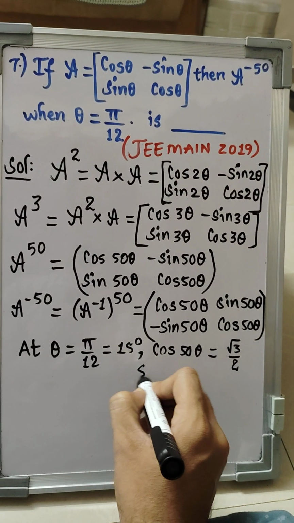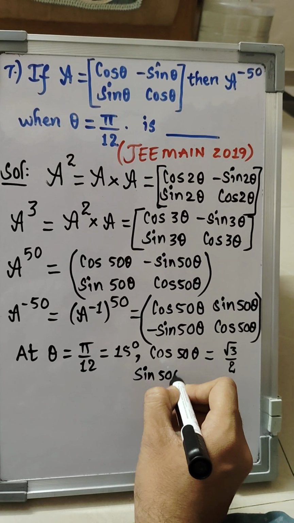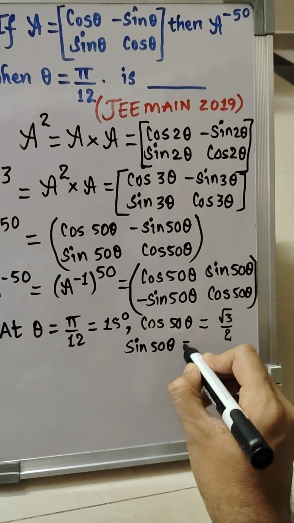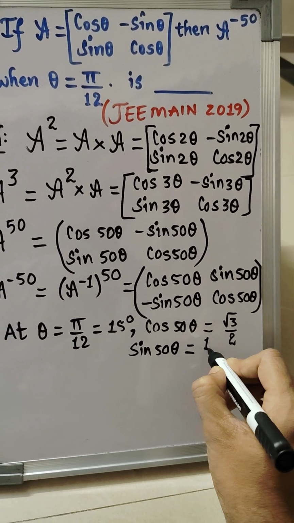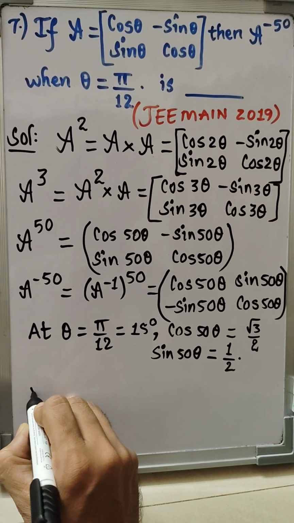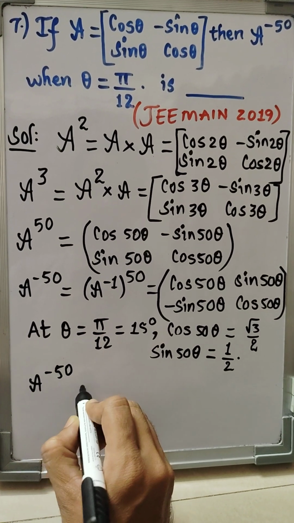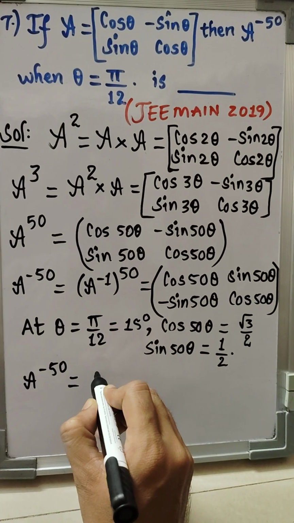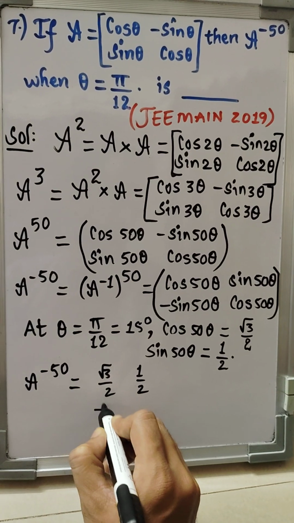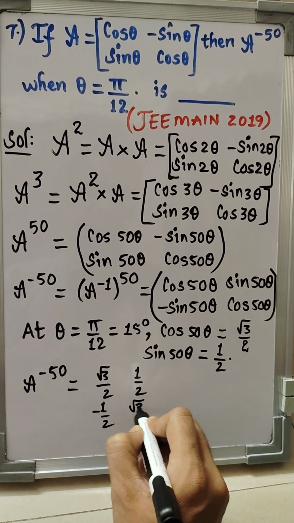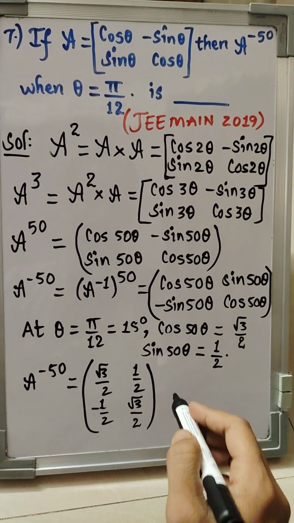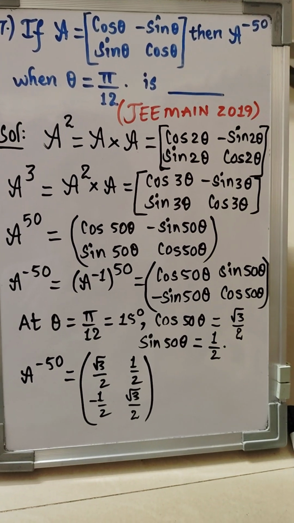Similarly, sin 50 theta value becomes 1 by 2. So our value of A power minus 50 becomes root 3 by 2, 1 by 2, minus 1 by 2, and root 3 by 2. This is our answer. This is the final answer.